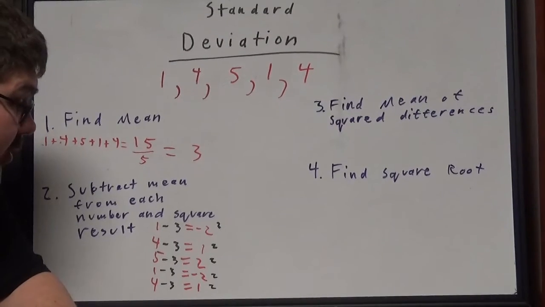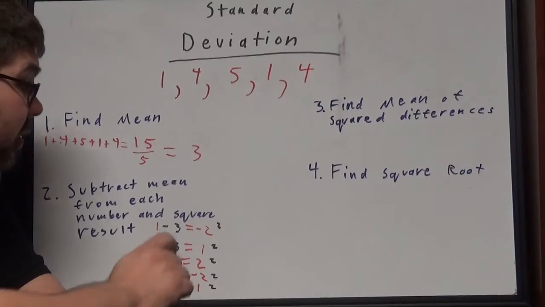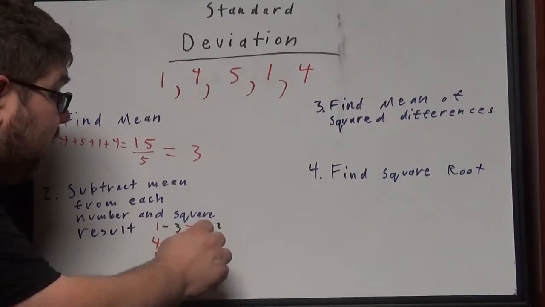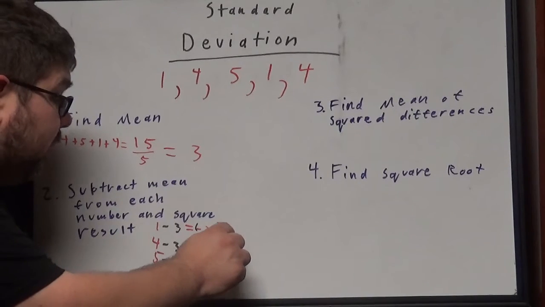Now, notice we have some that are negative and some that are positive. Remember, when you square a number, your result is 100% of the time positive. So it does not matter if you had a negative or a positive, your result is going to be positive.